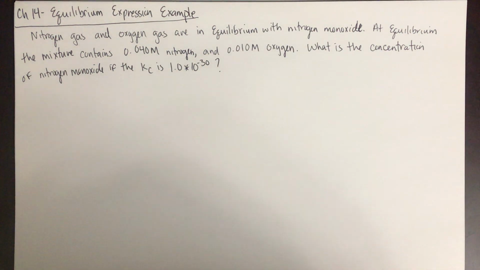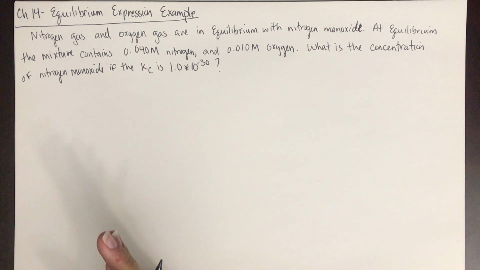Okay, so from this word problem, we need to be able to write the equation, balance the equation, write the equilibrium expression, and solve for the concentration of nitrogen monoxide. Whenever I am faced with a problem like this, the first thing that I do is write out the steps that I'm going to take, the plan, the path that I'm going to take to solve these problems.